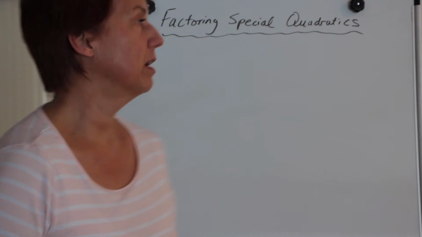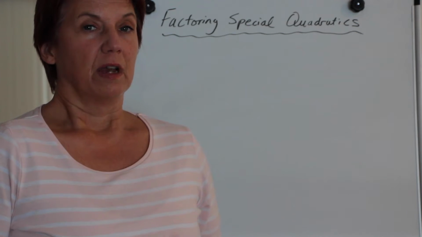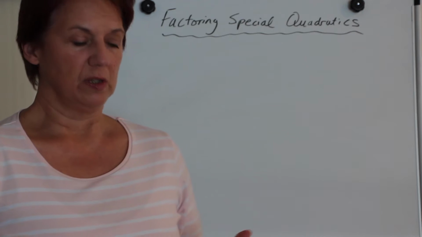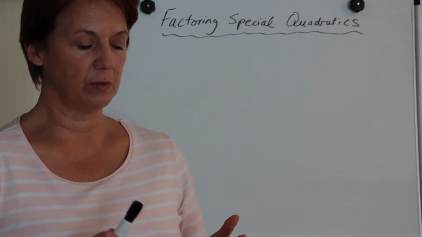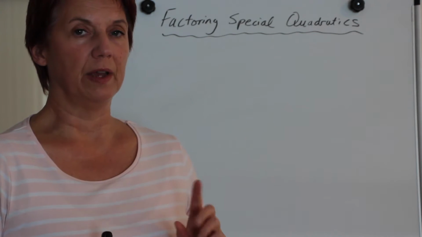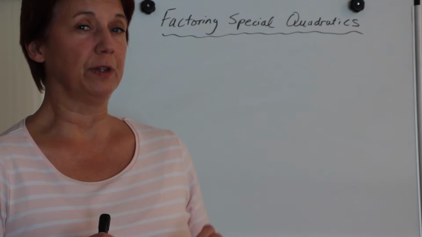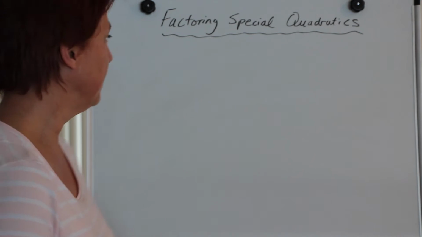Today we're going to talk about factoring special quadratics. So there's a couple of different kinds. We're going to focus on factoring difference of squares and factoring perfect square trinomials, and they can look different. So let me explain. We'll start with difference of squares.